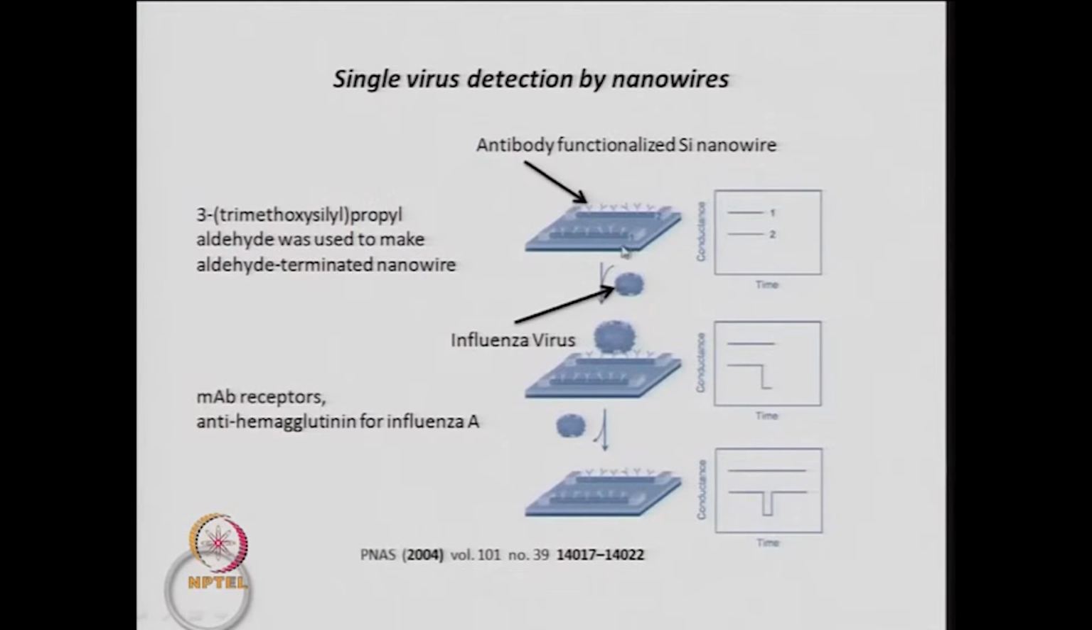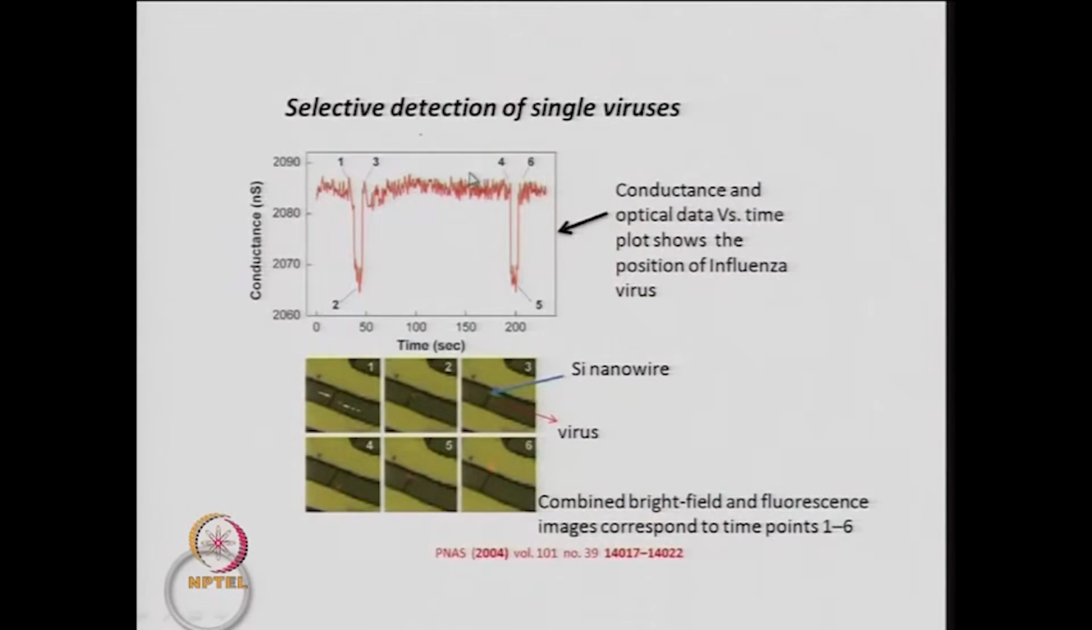So, you have nanowires, and if antibodies are functionalized, then these antibodies which are specific to certain viruses will attract these viruses, and when that happens, there will be a change in the conductance, and from the change in the conductance we can calculate how much virus is there in the environment. So, this kind of single virus detection by nanowires has also been done. So, this is what is being shown by single wire detection by nanowires.